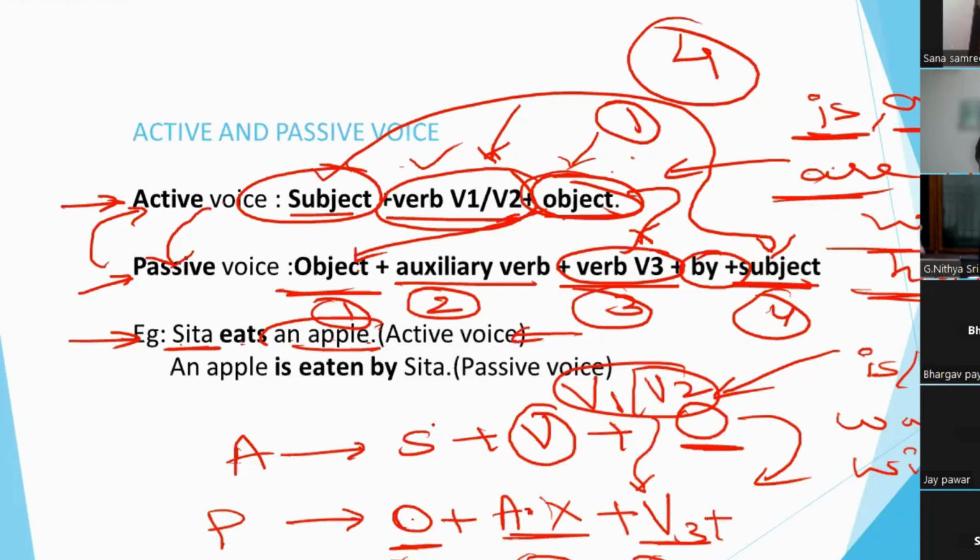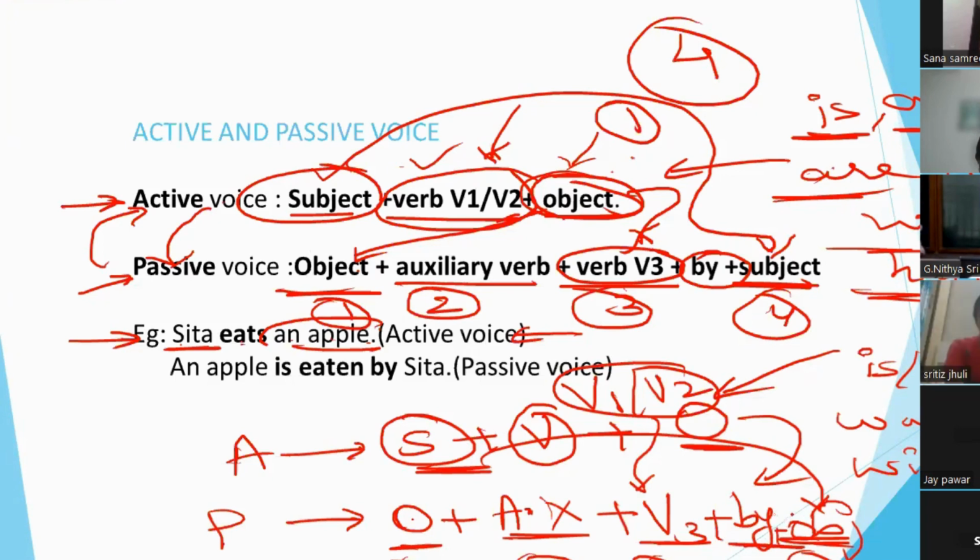Now, the last part, we are left with the subject. Where to place this subject now in your passive voice? This has to be placed in place of the object. This is the 4th rule. And before that, simply put by. So these are the 4 rules that everybody has to remember to convert the active voice into the passive voice. Clear, everyone?